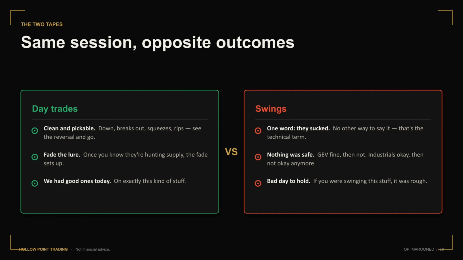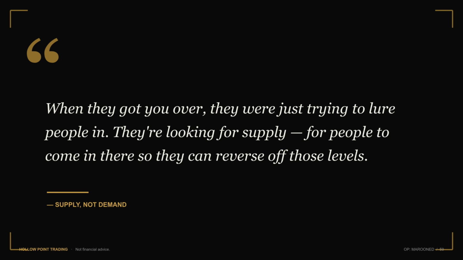In the same session, day trades and swing trades saw vastly different outcomes. Day traders could fade the lure effectively, but for those holding swings, it was a rough day as the market was clearly hunting for liquidity. Ultimately, when the market gets you over a level just to reverse, it's a trap. They were looking for supply, not demand, and the price action was designed to lure participants in before the inevitable reversal.